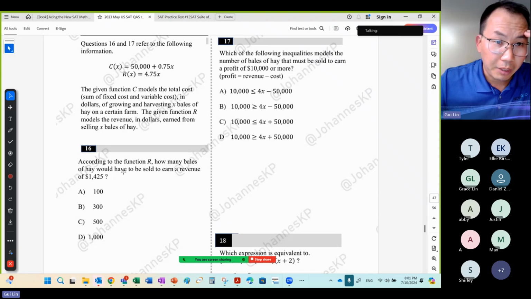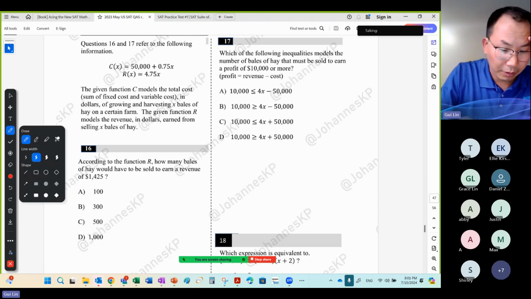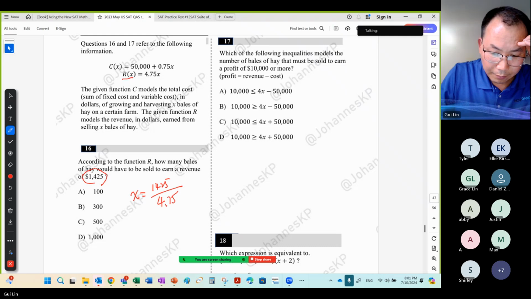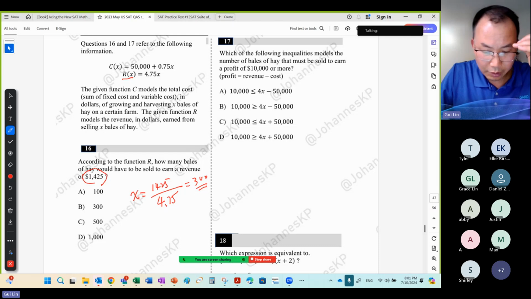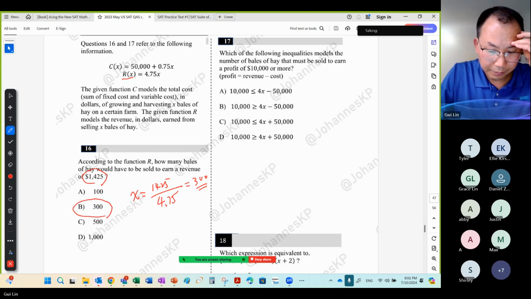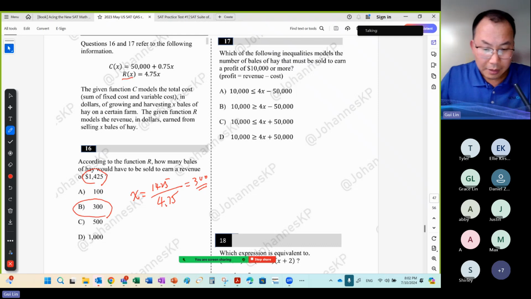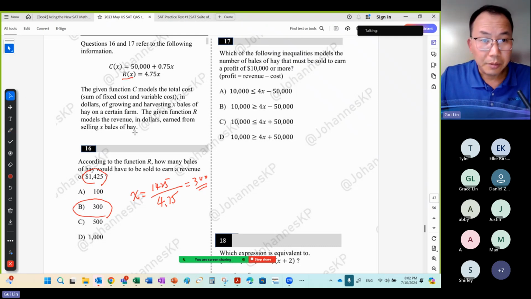According to the function R, how many barrels of hay would have to be sold to earn a revenue? So you only look at the second part, right? R is this, so replace it here. So x equals... You can see here is close to 5, here is close to 1500. So it will be around this divided by 5, so around 300. Maybe a little bit more, near around 300, right? That should be this choice. Is it correct? Okay, right. All right, the next question, number 17.